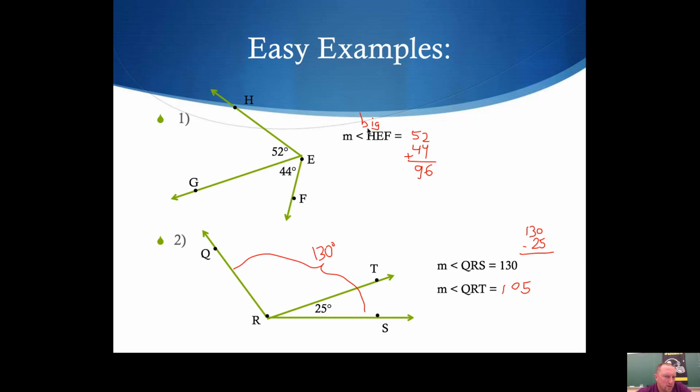When you want to find the big angle, this is when you add. If they tell you the measure of the big angle, you're going to subtract. It's really that easy.